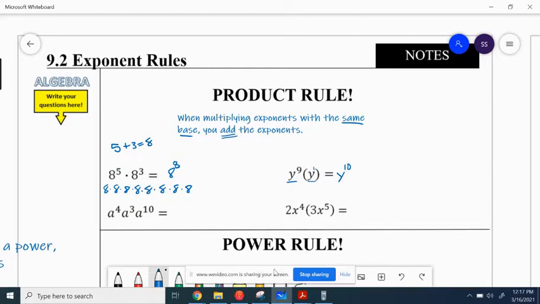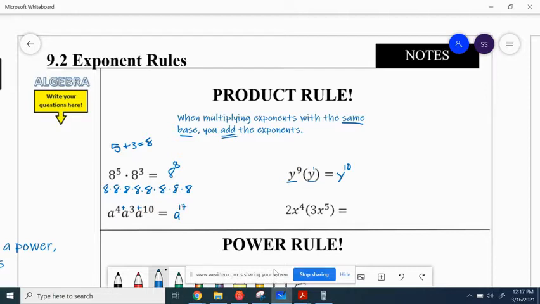All right, and now we've got a to the 4th times a to the 3rd times a to the 10th. So you could take all the time to write out all those a's, or you can just recognize that we're just going to add up these exponents. So 4 plus 3 plus 10, I think that's 17. So this is going to be a to the 17th power.